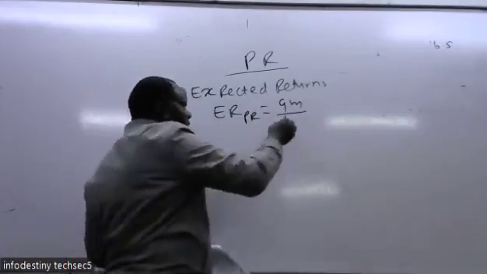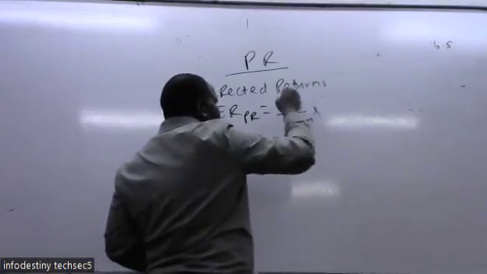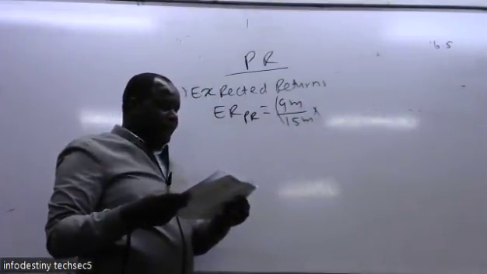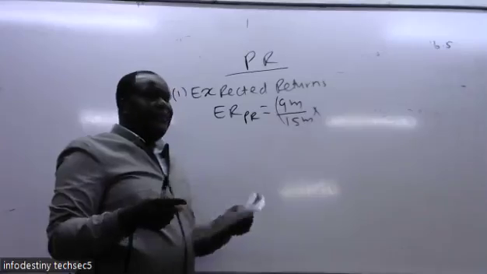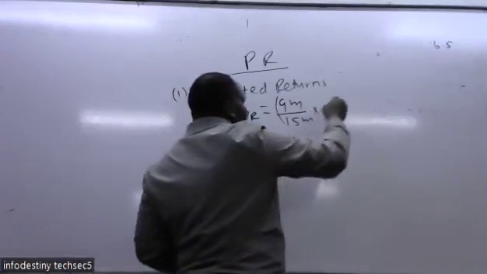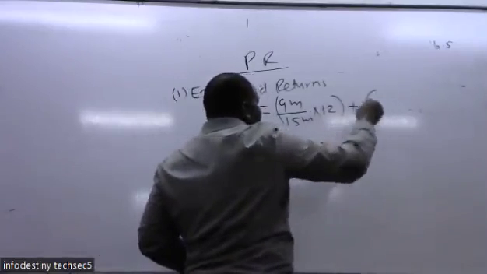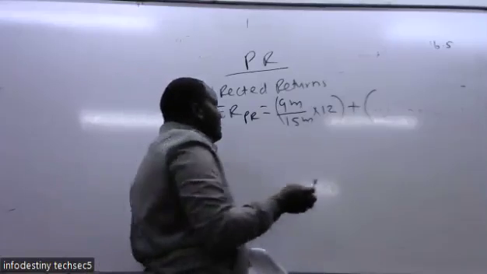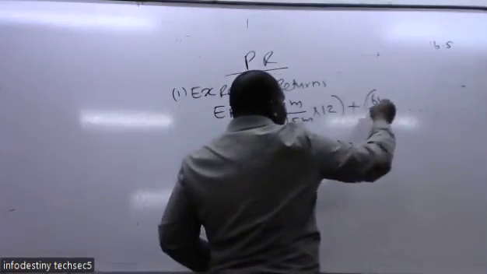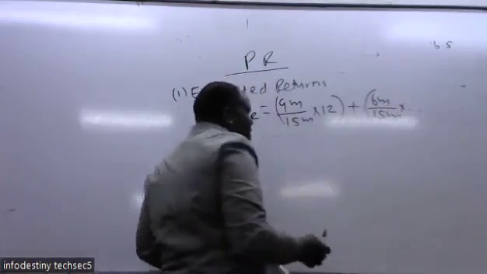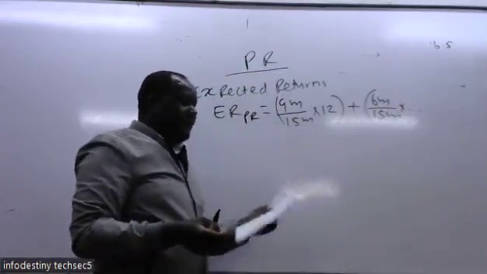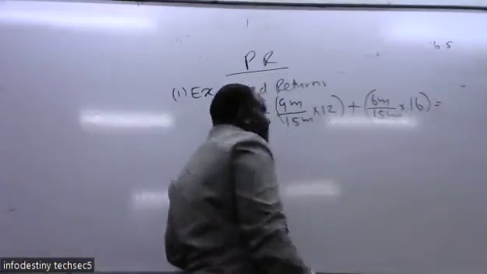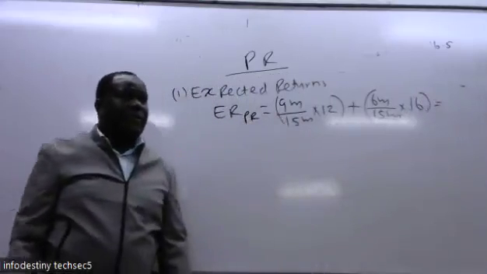So divide by 15. Then multiply by the expected return for P, which is 12. Then you add the proportion for R: 6 million divided by 15. What is the expected return for R? It is 16. So you need to compare the expected return for that combination.